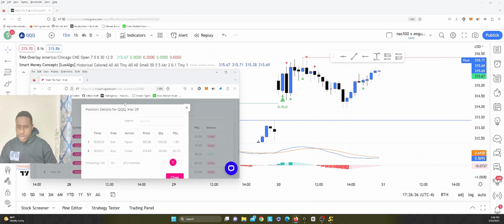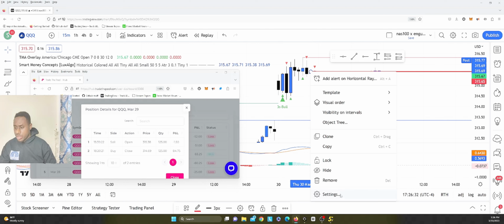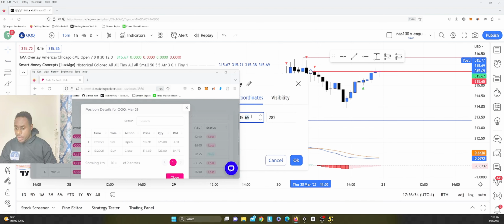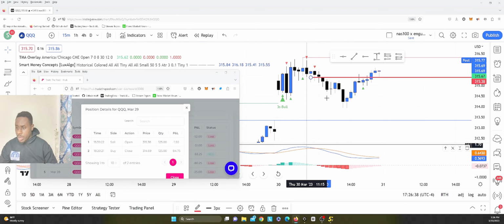The third trade now was to the sell side at 11:30. So at 11:30, I entered to the sell side at 315.38, right? At 315.38.